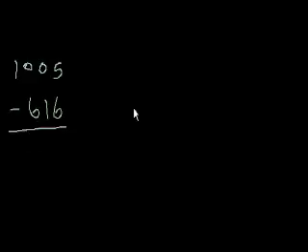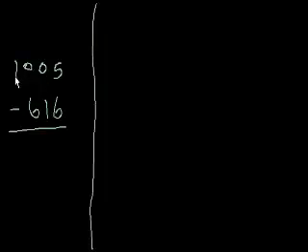Let's say I have the subtraction problem 1,005 minus 616. What I'm going to do is write the same problem in a slightly different way. We could call this the expanded form. For 1005, I'm going to separate the digits out into their respective places.